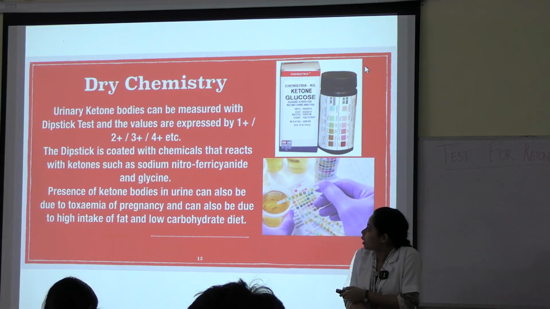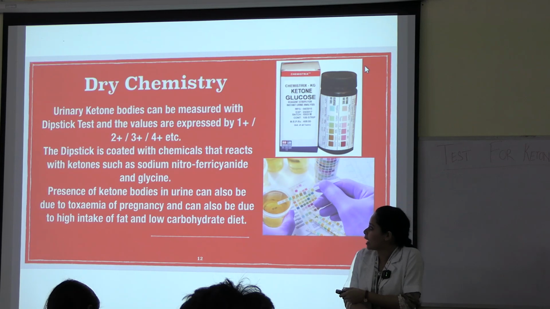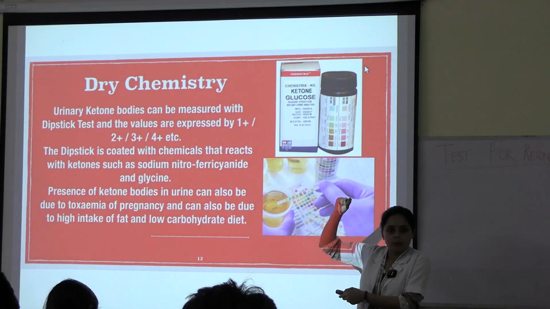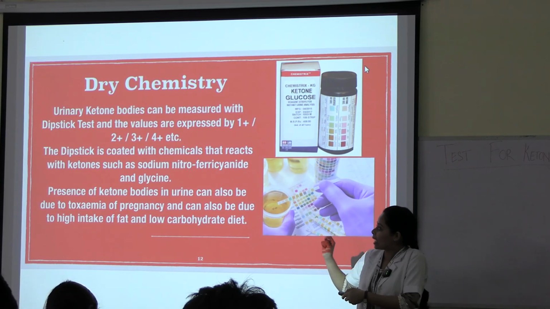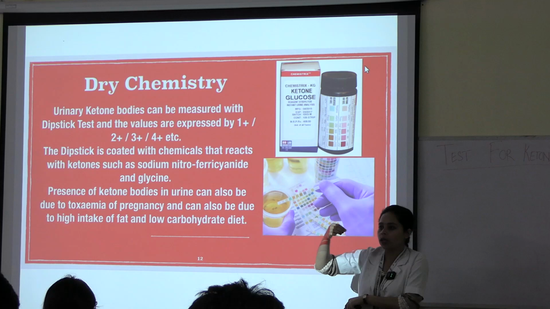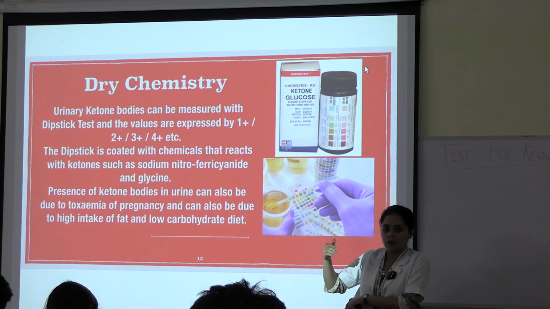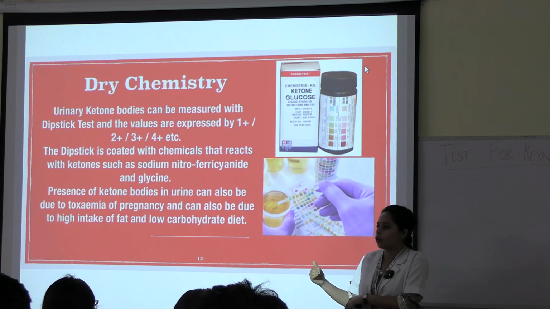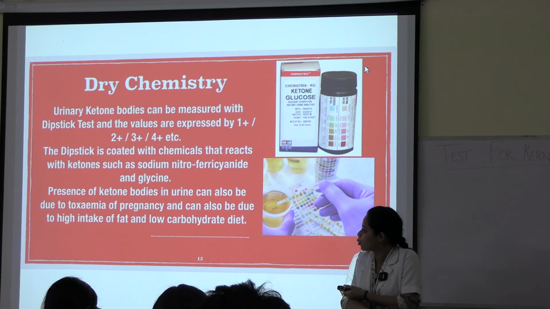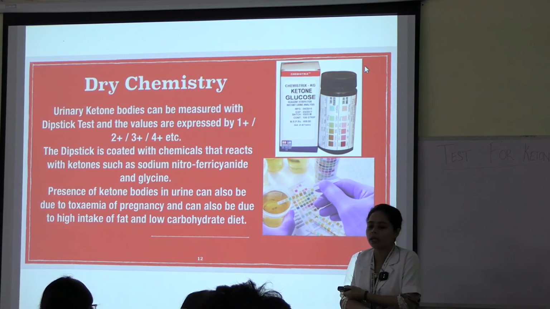The dipstick is coated with chemicals that react with ketones, such as sodium nitroferricyanide and glycine. The color strips in the dipstick are coated with sodium nitroferricyanide and glycine, which react with the urine sample and give you the result. If it is deep purple, it means ketone bodies are present. Presence of ketone bodies in urine can also be due to toxemia of pregnancy, and can also be due to high intake of fat and a low carbohydrate diet.